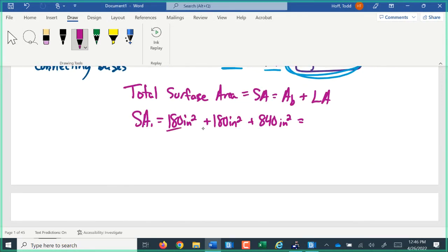So it's the area of the base plus the area of the other base plus the lateral area. Giving us a total of, that's 1,200 square inches, is that correct? Yes.